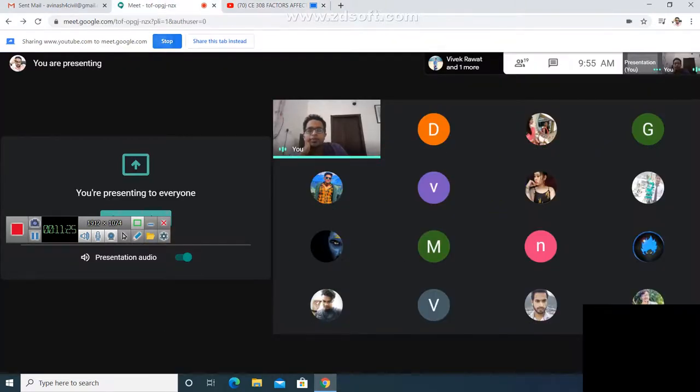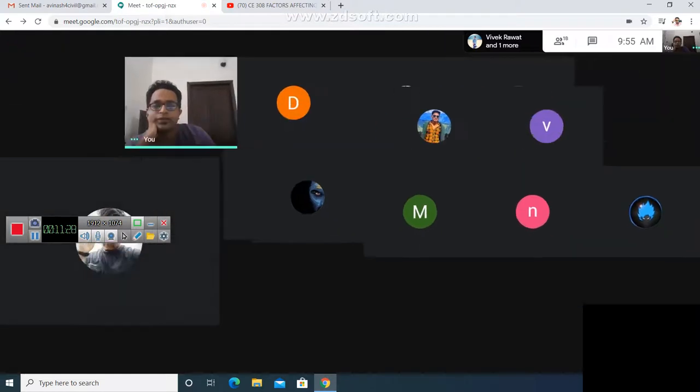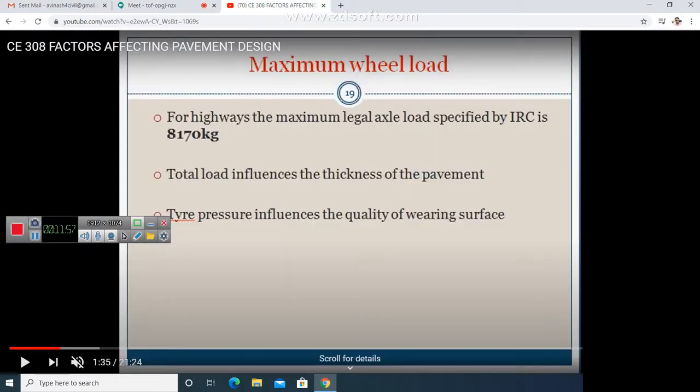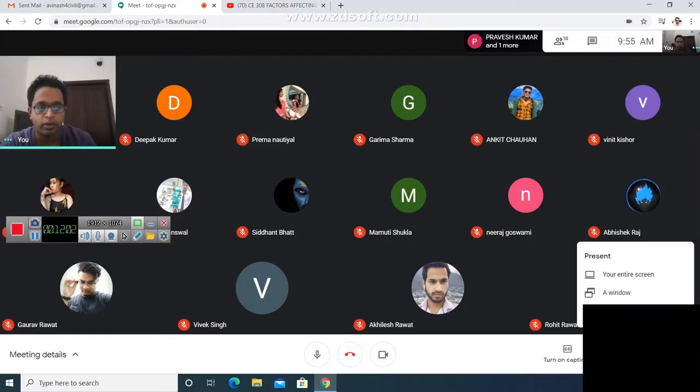How will tire pressure influence the quality of pavement surface? You know that the surface layer or wearing course is the topmost layer. Over the wearing course, the wheels will be continuously moving. So what is the pressure exerted on the wearing course layer due to the movement of the tire? So tire pressure will influence the quality of wearing course. Now let us see.